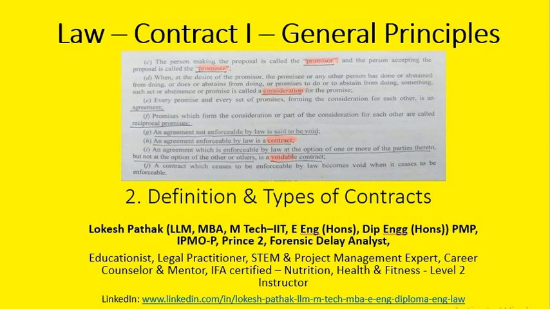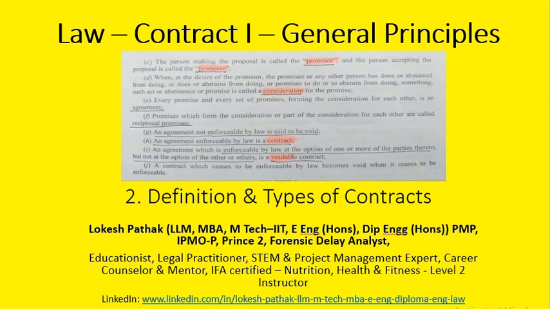So the definition is just the reverse of the definition of a valid contract specified in section 2H. It says that an agreement which is not enforceable by law is a void agreement. The void agreement may be illegal in nature. It will not be binding for sure because it's not legally enforceable.